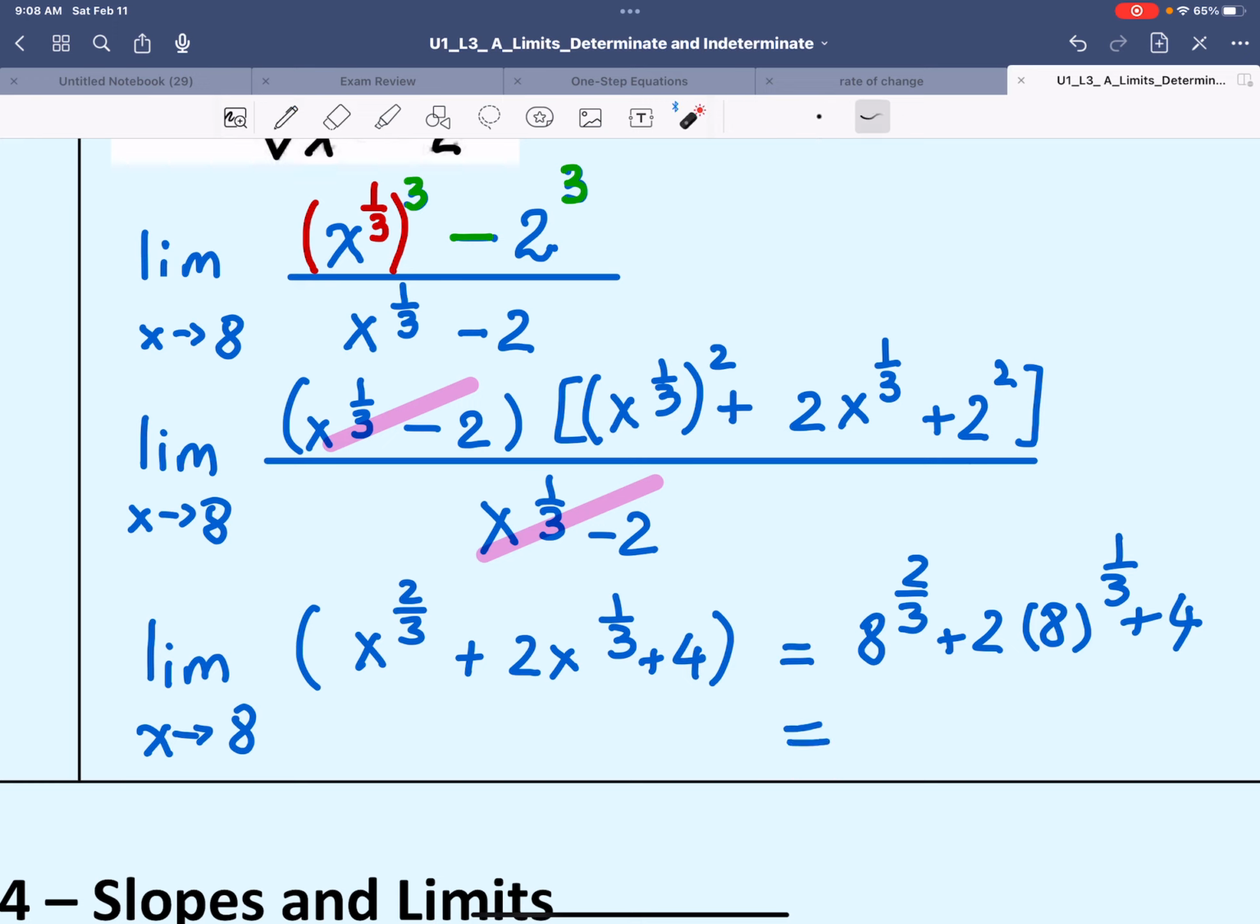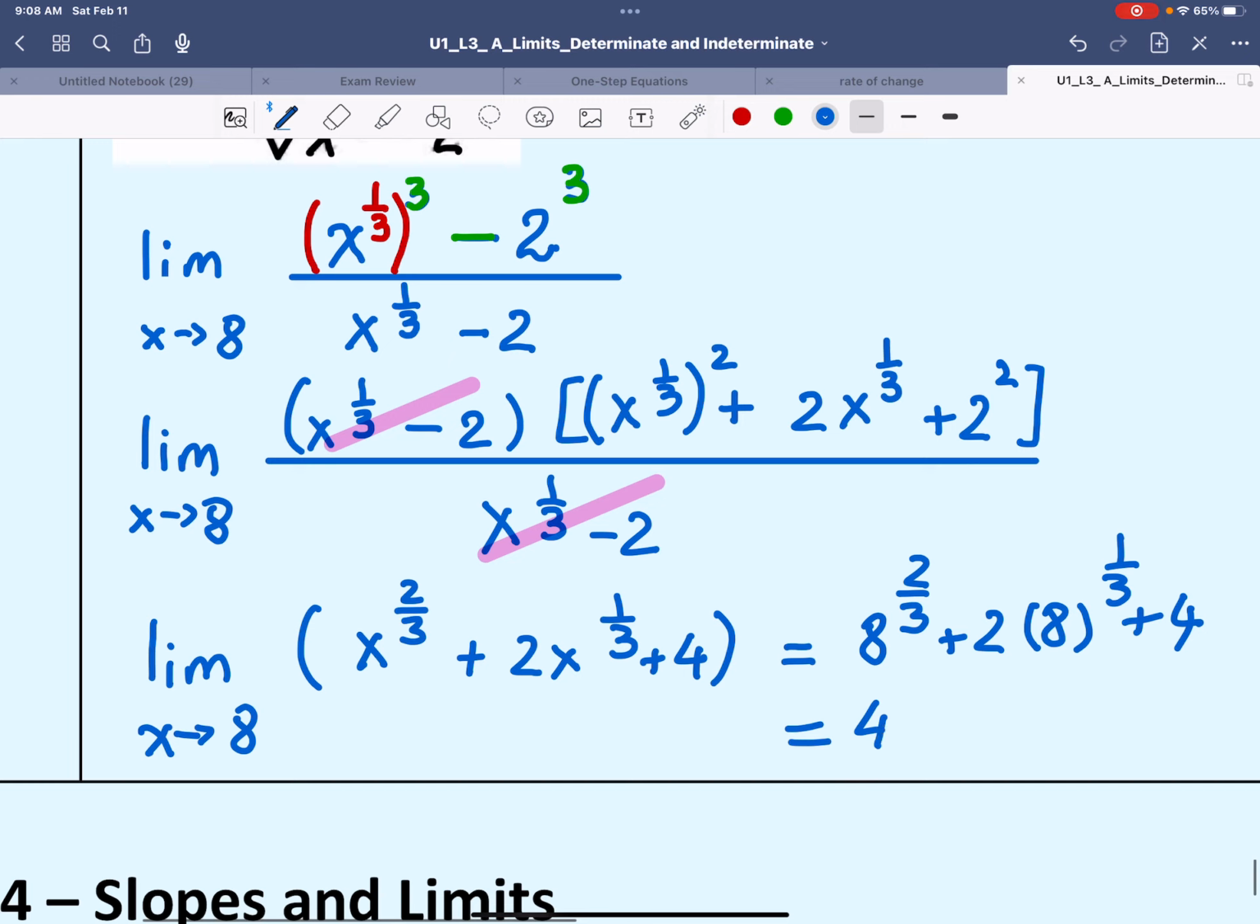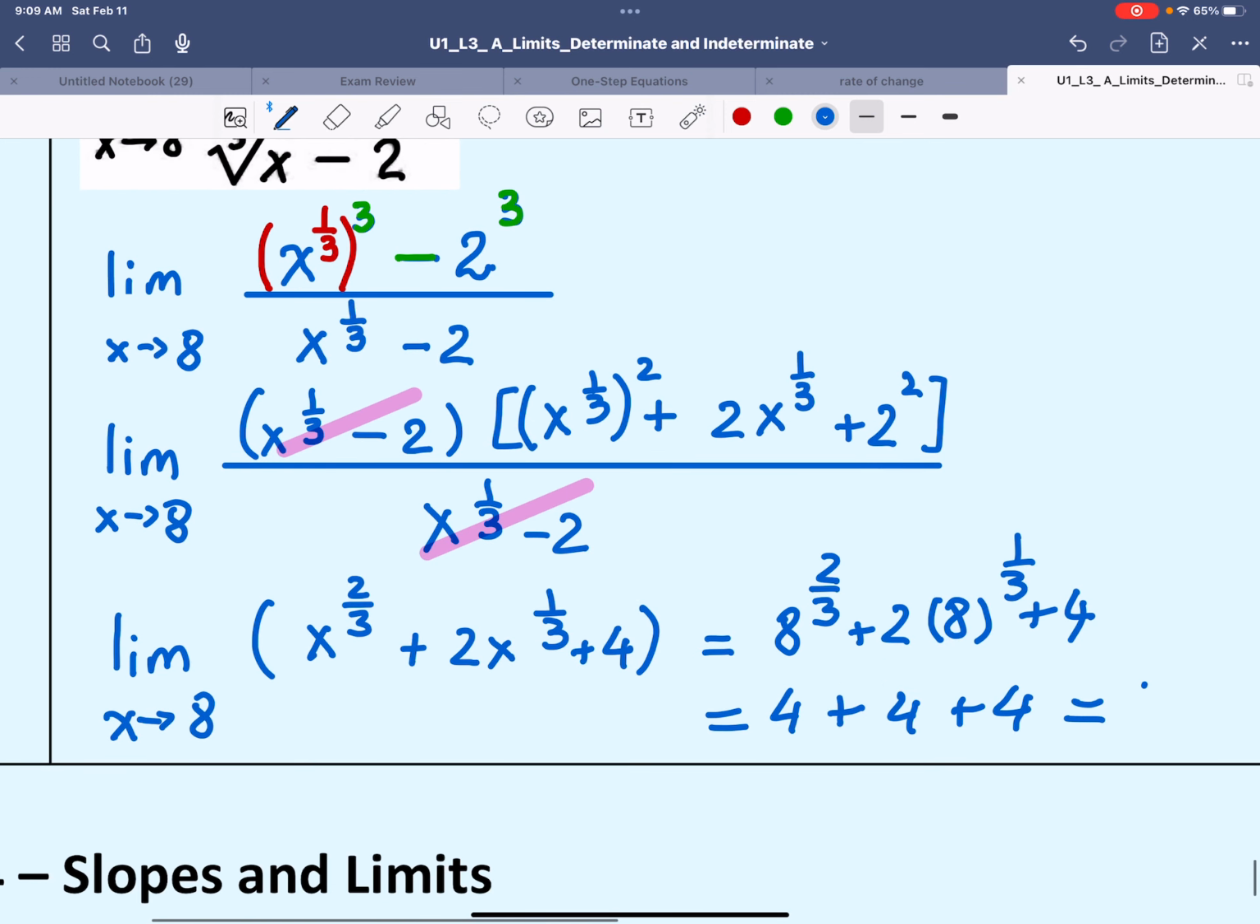Now, remember that 8 to the power of 1 over 3 is the cubic root of 8. That's a 2. You square it, you get a 4. Or you can simply use the calculator. But whenever given a chance, try to use your reasoning. So try to do mental math as much as possible. It keeps your brain alert. So 2 times 2, that's another 4. And then we have another 4 in here. And the 3 fours will make a 12, and that would be the value of the limit of the function at this point.